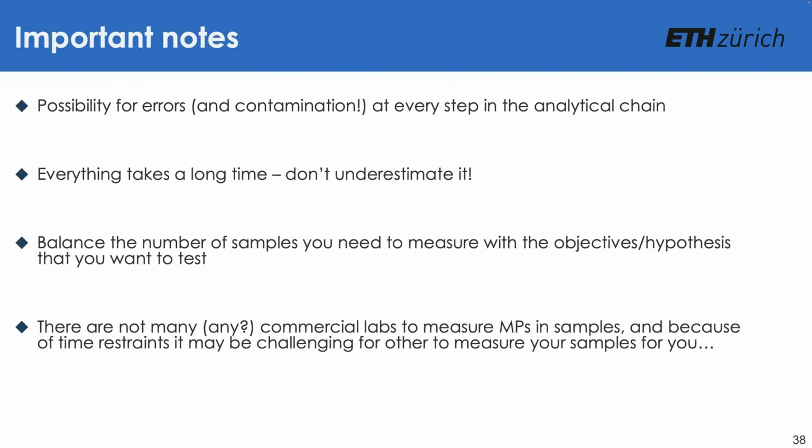So there are a few important notes overall when we think about microplastics analysis in general. There's a lot of possibility for errors and especially contamination at every step in the analytical chain. Of course, in every lab, we're also using a lot of plastics, and that's why we have to really work in a very clean environment. Everything also takes a really long time, so you can't underestimate how long it actually takes to measure a single sample. And this is where researchers also need to balance the number of samples which they want to measure and see if they can really test their objectives or hypothesis with what is actually feasible because of the length of the measurements.